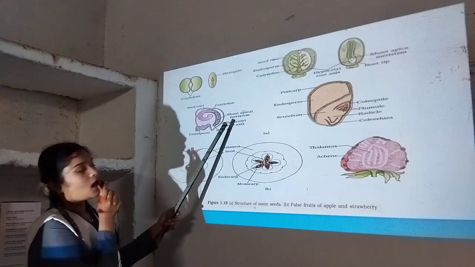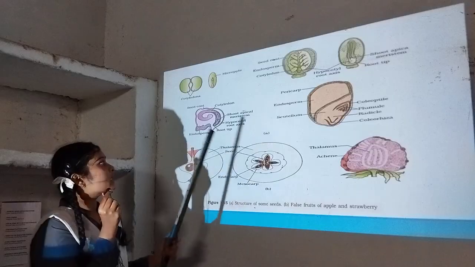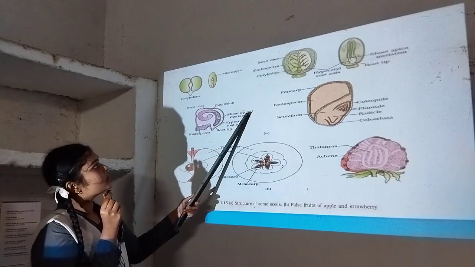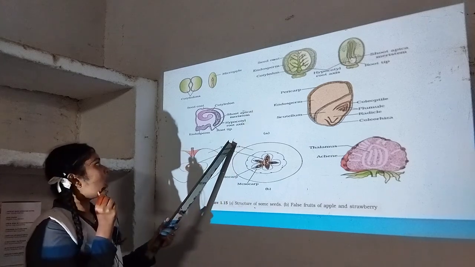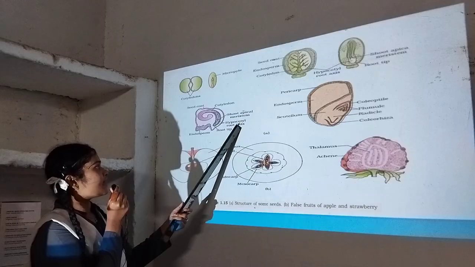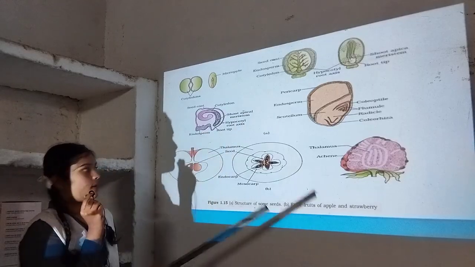This is also a monocot seed. This is the seed coat, which is made up of the integuments. This is a single cotyledon. This is the shoot apical meristem, which further makes the shoot system. This is the hypocotyl root axis, and this is the root tip, and this is the remaining endosperm.